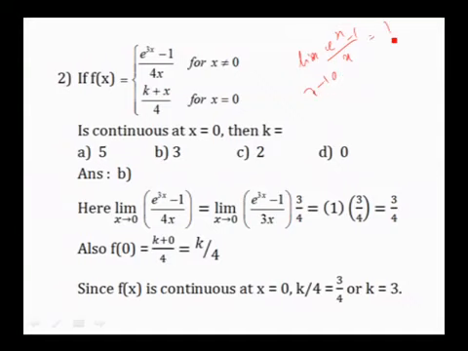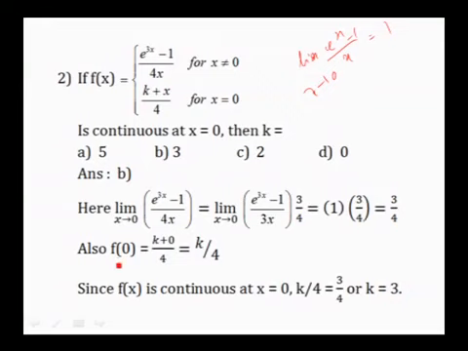So using that, for x not equal to 0, I try this one: the limit as x tends to 0 of (e^(3x) − 1)/(4x). This can be rewritten as: if it is 3x in the numerator, you must write 3x in the denominator as well. So (e^(3x) − 1)/(3x) into 3 by 4, that's equal to 1 into 3 by 4, which is equal to 3 by 4.